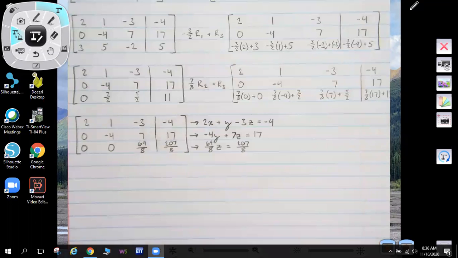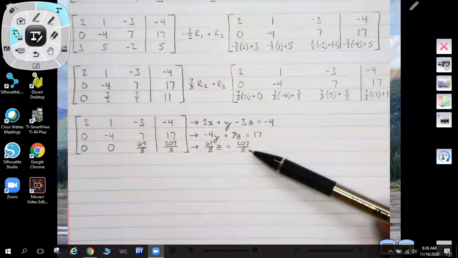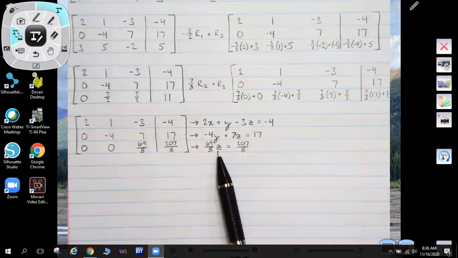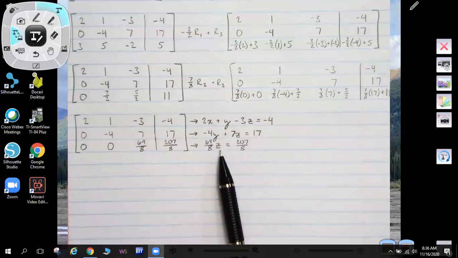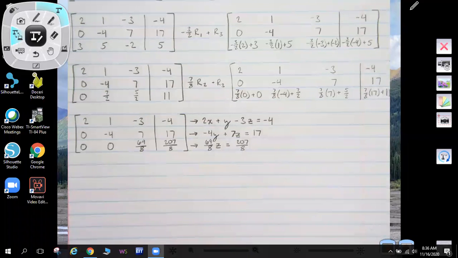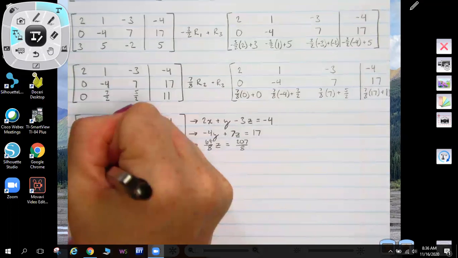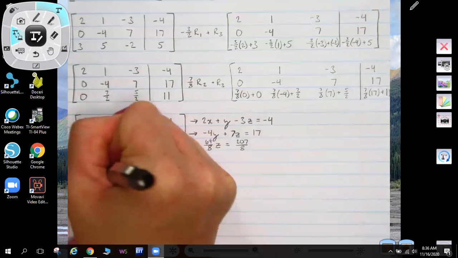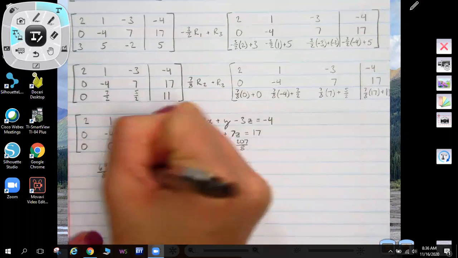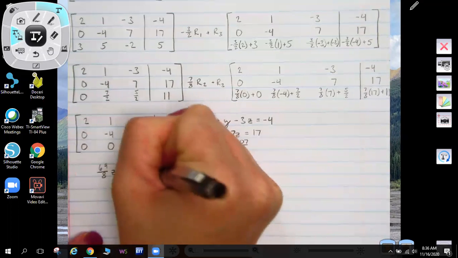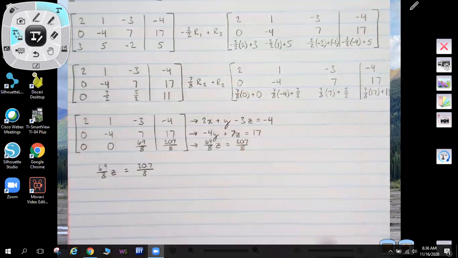Okay, so we're not finished. We still need to get values for x, y, and z. So we're going to start with this third equation first because it only has a z variable. So we should be able to solve for z in this equation. 69/8z equals 207/8. We're going to solve this for z.